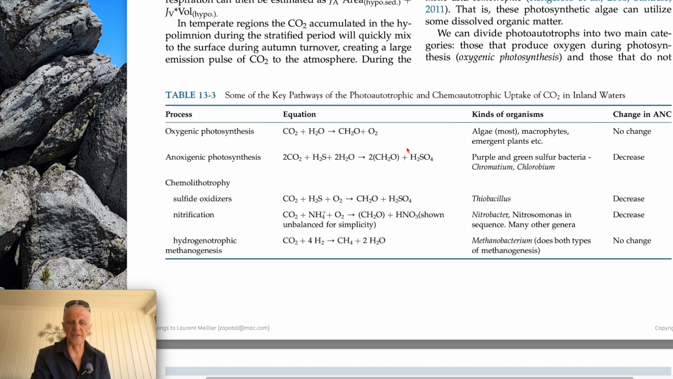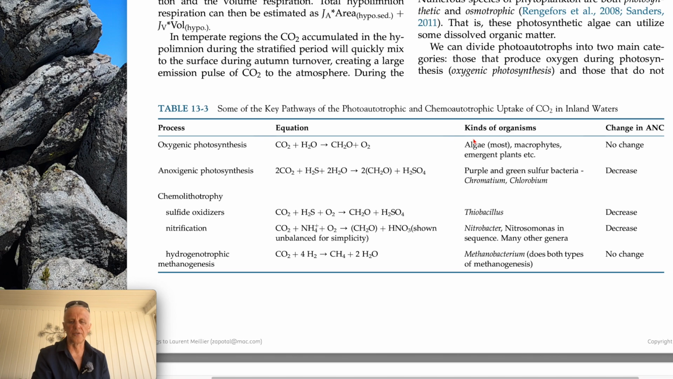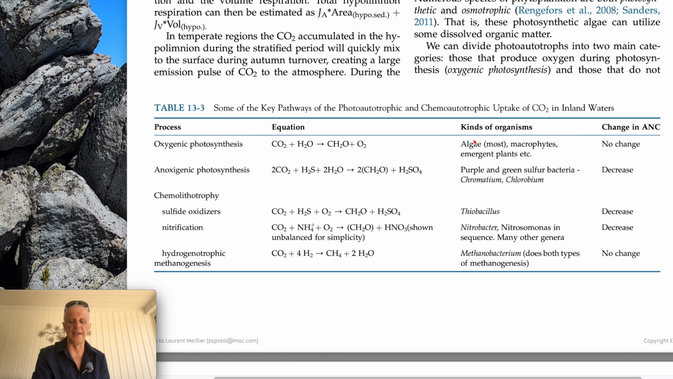So let's look at Table 13-3 here. We have some of the key pathways of the photoautotrophic and chemoautotrophic uptake of CO2 in inland waters. First we have the process, the equations, the kinds of organism, and the change in ANC, which is the acid neutralizing capacity. For oxygenic photosynthesis, we have CO2 plus water is equal to CH2O plus oxygen, and algae, macrophytes, emergent plants, etc., with no change. Anoxygenic photosynthesis: 2 CO2 with hydrogen sulfide plus 2 waters is equal to 2 CH2O plus sulfuric acid. Purple and green sulfur bacteria, Chromatium and Chlorobium, can do this, and the net effect on ANC is that it lowers it.